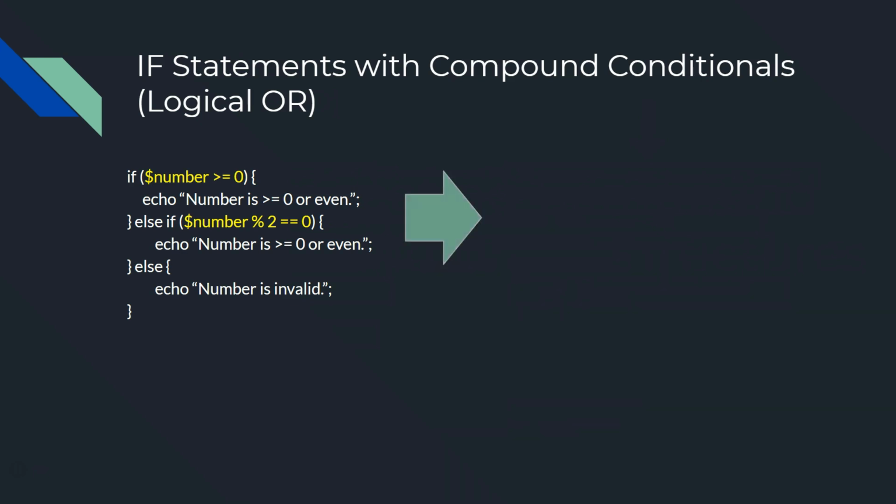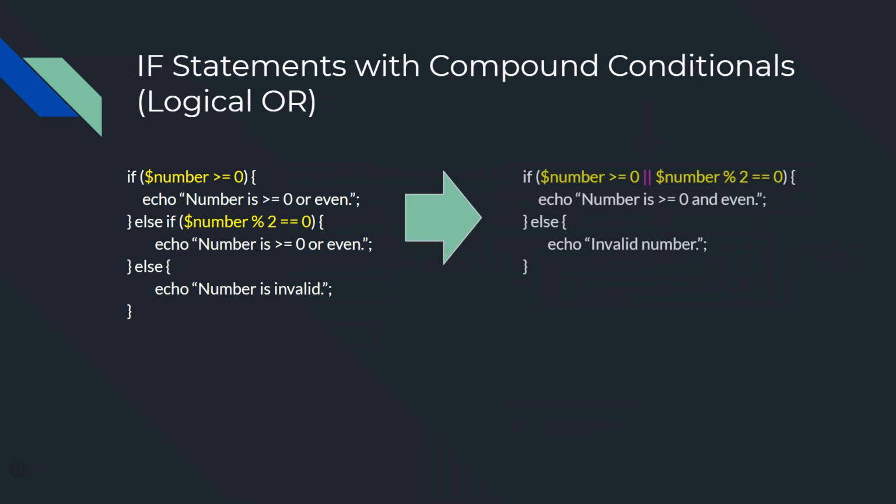To use compound conditionals with logical OR, it's much simpler. You just put the pair of pipe symbols between the two conditions, and you're done. It's much simpler to write it that way than the one on the left.